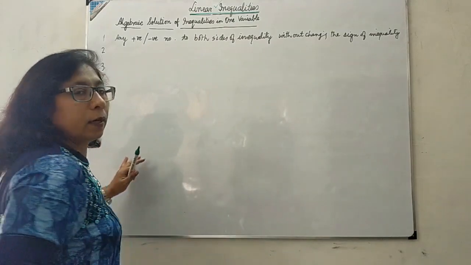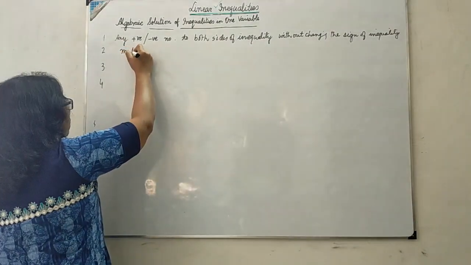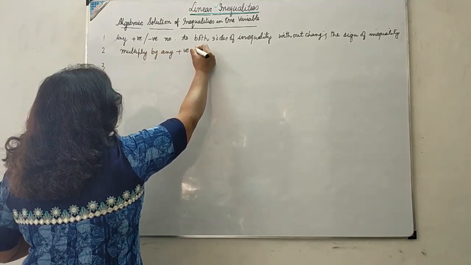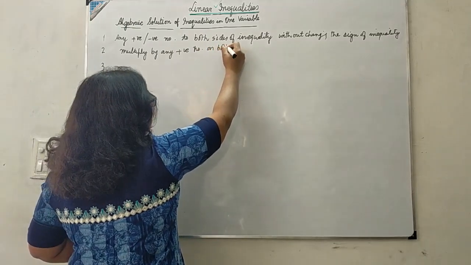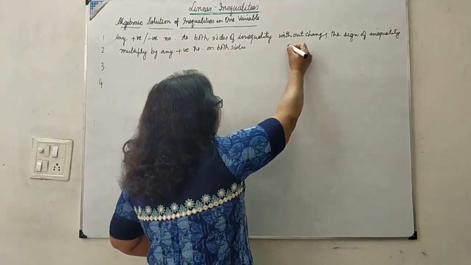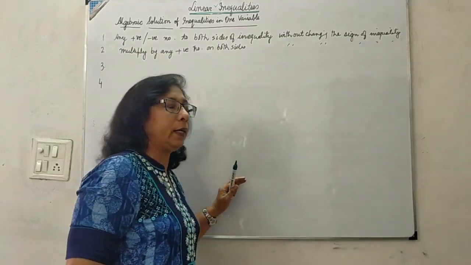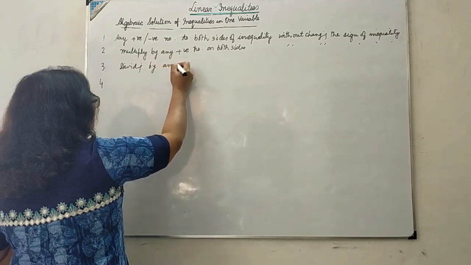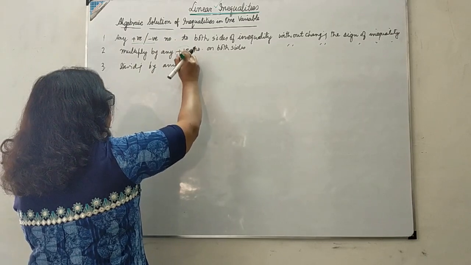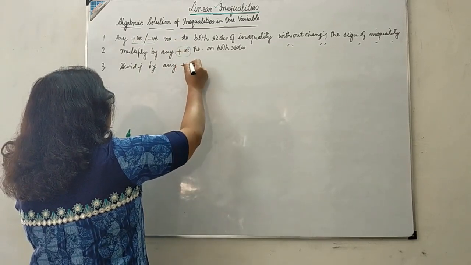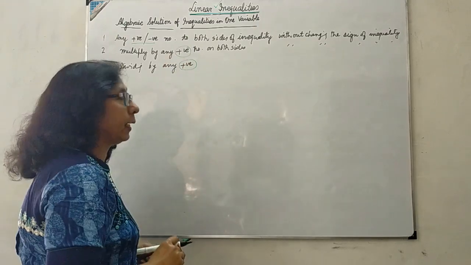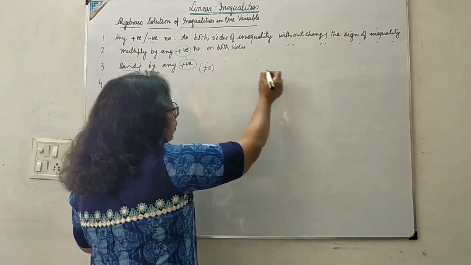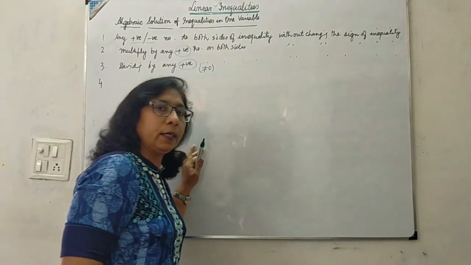Next, we can multiply by any positive number on both sides without changing the sign of inequality again. We can also divide by any positive number on both sides, except 0, without changing the sign of inequality again. I will take the separate case for negative.